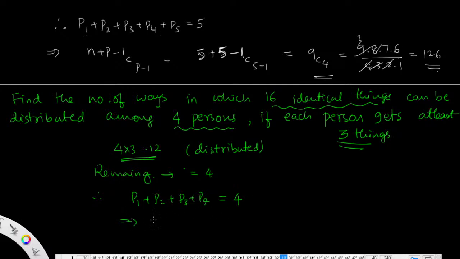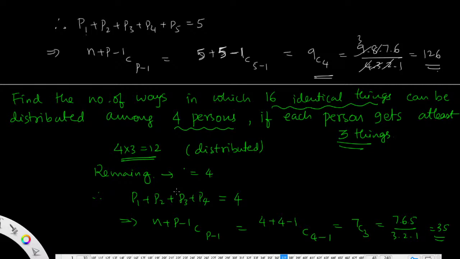Now the formula is n plus p minus 1 C p minus 1. Here n equals 4 and persons are 4. So 4 plus 4 minus 1 C 4 minus 1, that is equal to 7C3. 7C3 is nothing but 7 into 6 into 5 by 3 into 2 into 1. That is equal to 35. That's all. This is the question. These are all mains questions only.